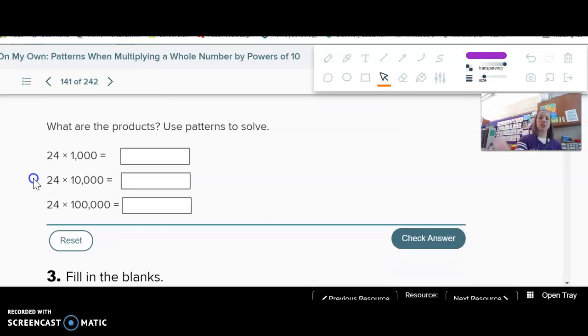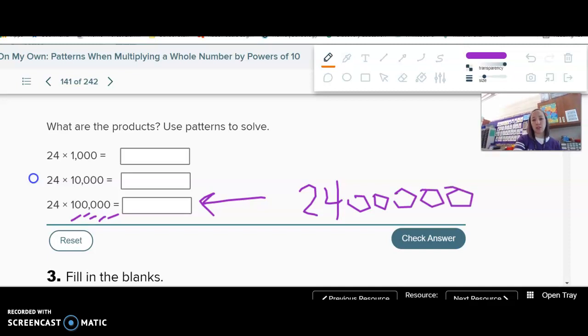What about this third one? 24 times 100,000. Hopefully you got it. 24. I can count 1, 2, 3, 4, 5 zeros. Notice that because 24 was longer, it was 2 digits, it got longer. So it's not the same length as this, it just has the same number of zeros. So it's 2,400,000.